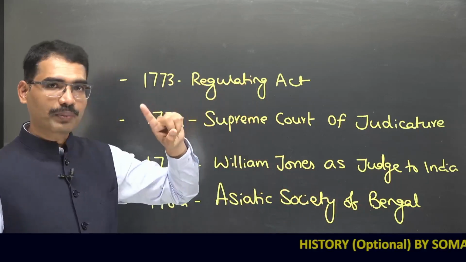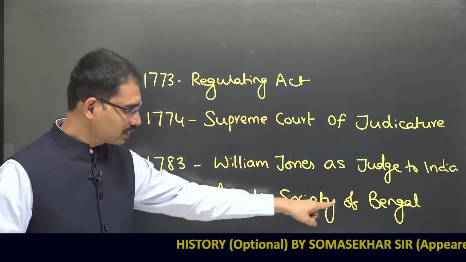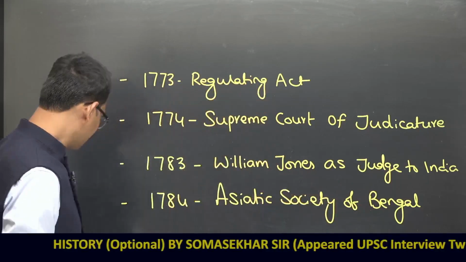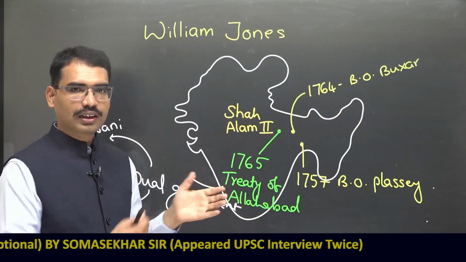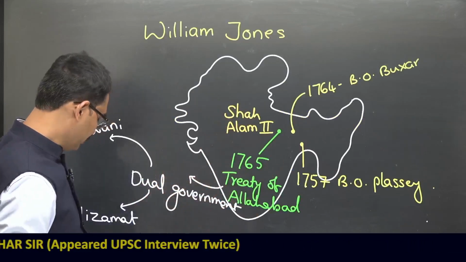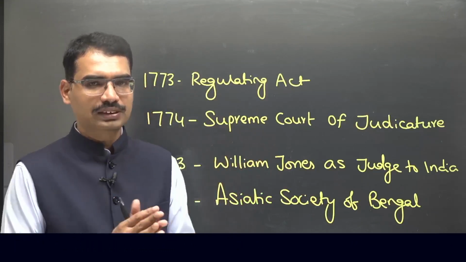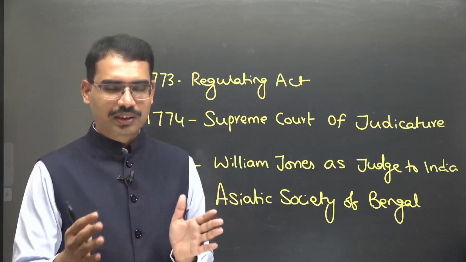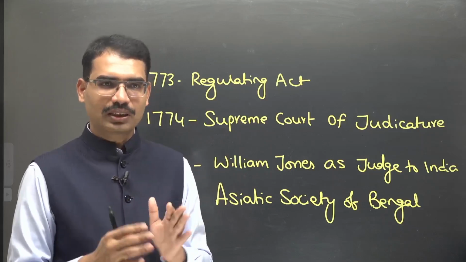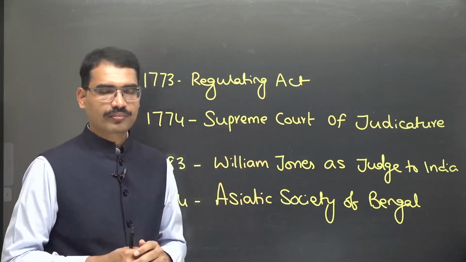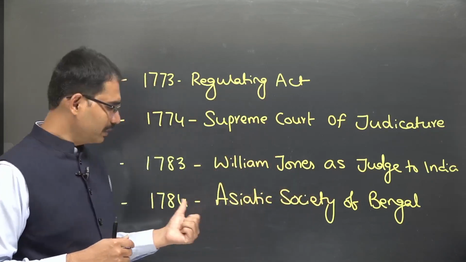Now you see, from the prelims point of view, the Asiatic Society of Bengal, the Regulating Act, and the sequence, the chronology, are also important. From the mains point of view, wherever an Orientalism-related concept or answer comes, you can use William Jones. The Asiatic Society of Bengal was established in 1784.